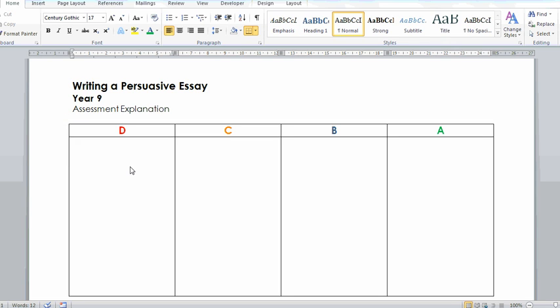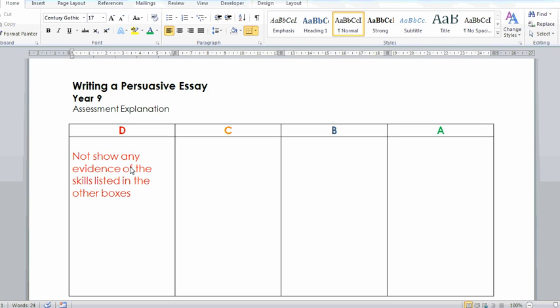I'm not going to spend a huge amount of time talking about the D, but the main thing I'm going to talk about here is that in order to get one of these, if that is your intention, then you need to not show any evidence of the skills listed in the other boxes.